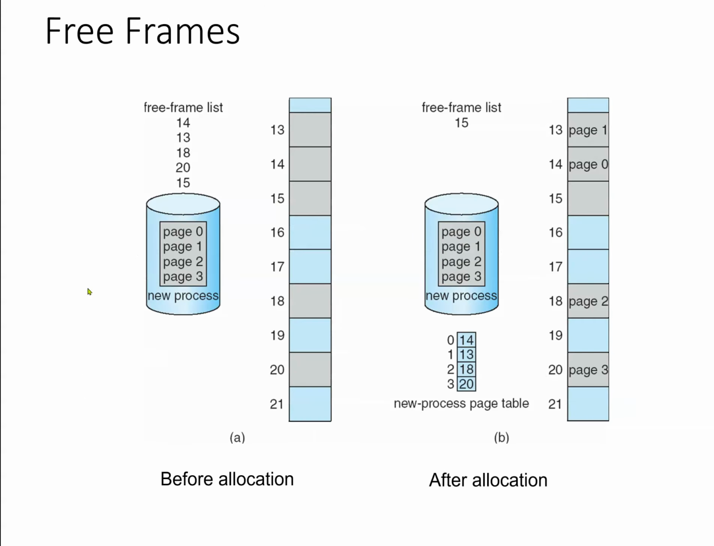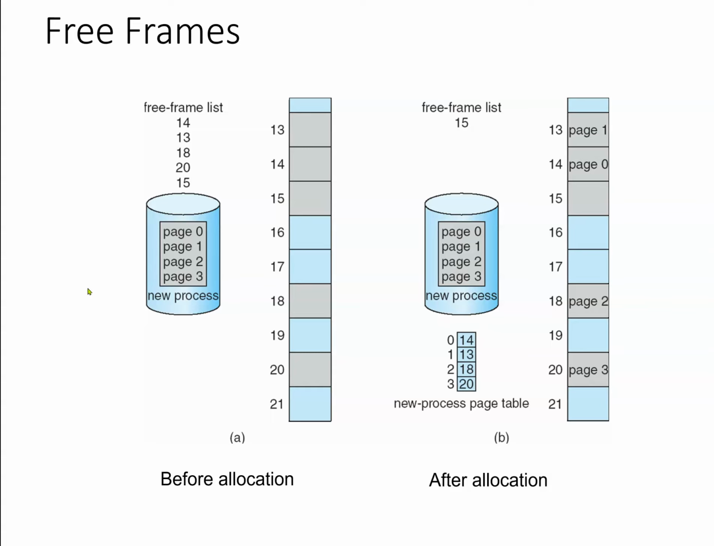Here we've got our free frame list before allocation, right? We've got 13, 14, 18, 20, and 15 are all free. We've got our new process containing 3 pages, right? We're going to fill in the pages appropriately by using a process page table, right?